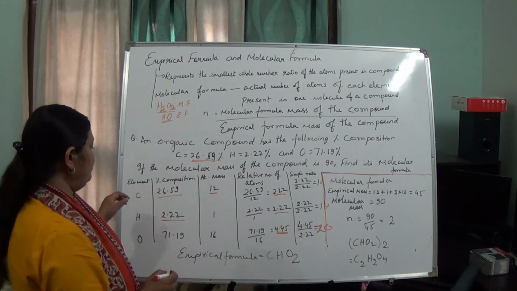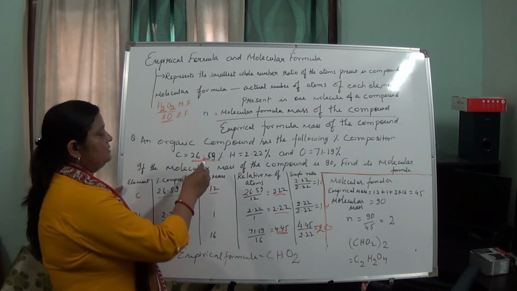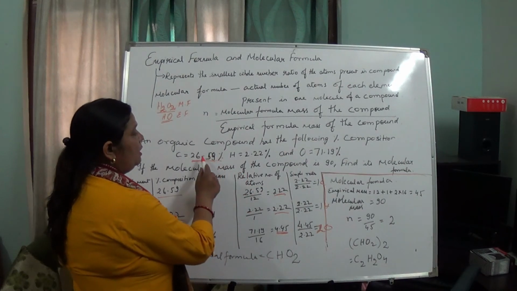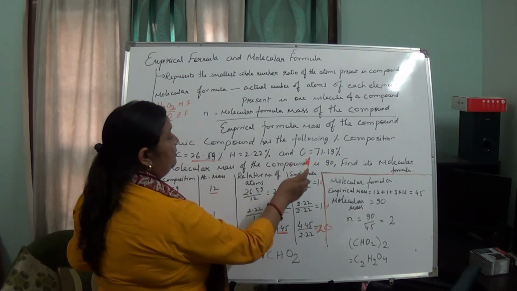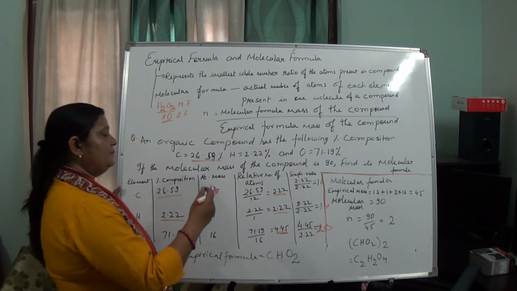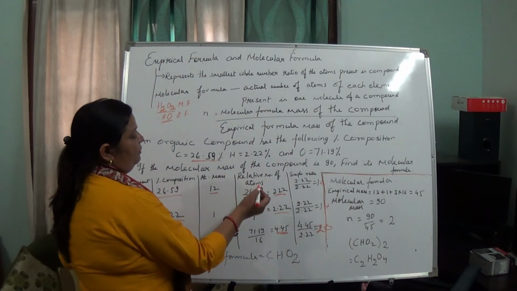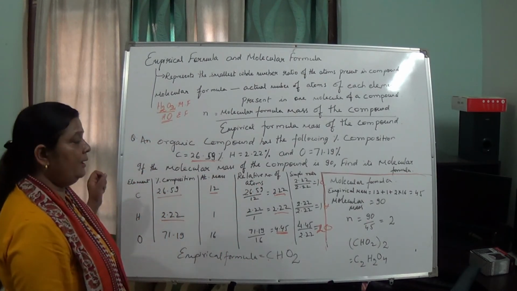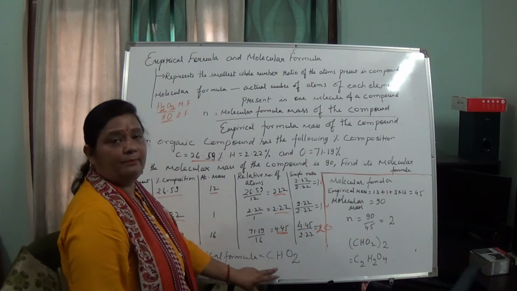Here I would also like to say that when anything is given in percentage, it is the given mass. Anything given in percentage you can convert into grams out of a total, and then you can divide the given mass by the atomic mass. Now we have got the empirical formula.